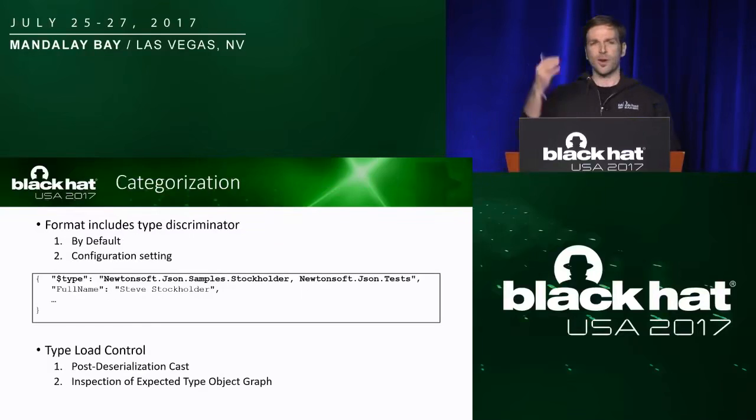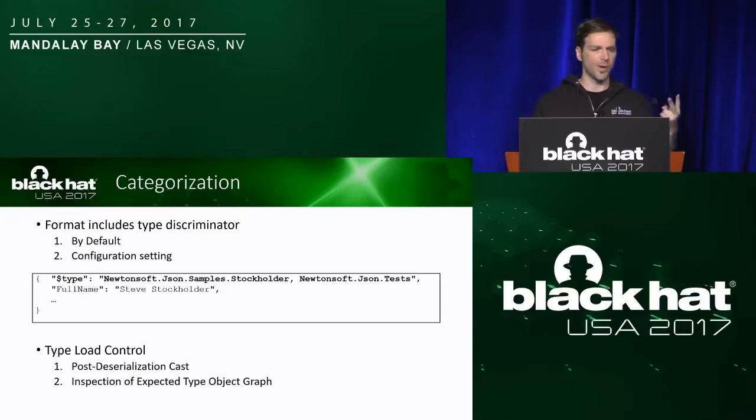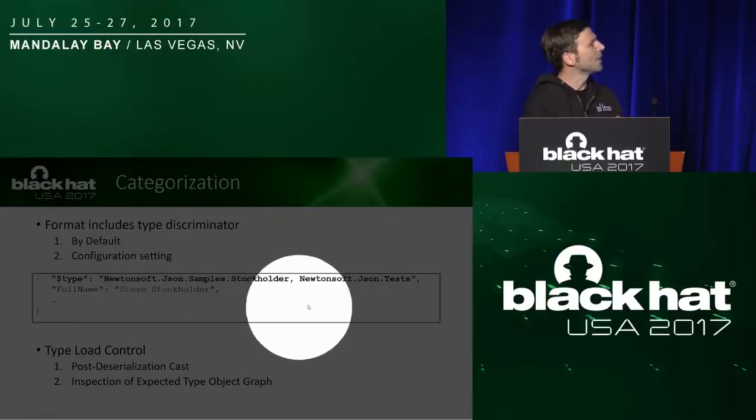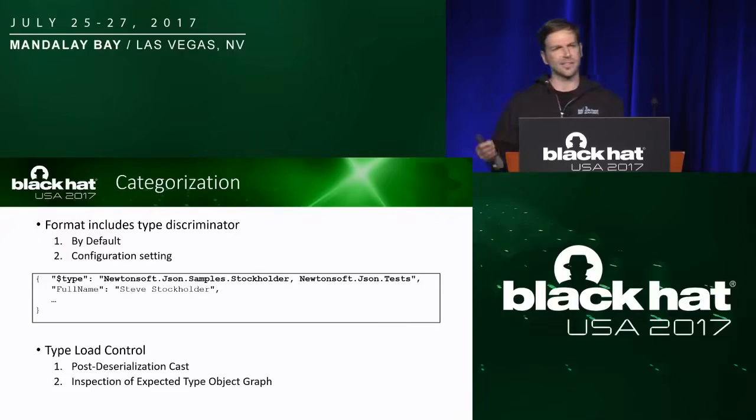So we categorized all the libraries that we analyzed according to this categorization that is basically based on two different factors. The first one is whether these libraries include the format or the type discriminator by default or not. For example, in this case, you can see here that this is the JSON.NET library and it contains this $type with something that looks like a .NET namespace.